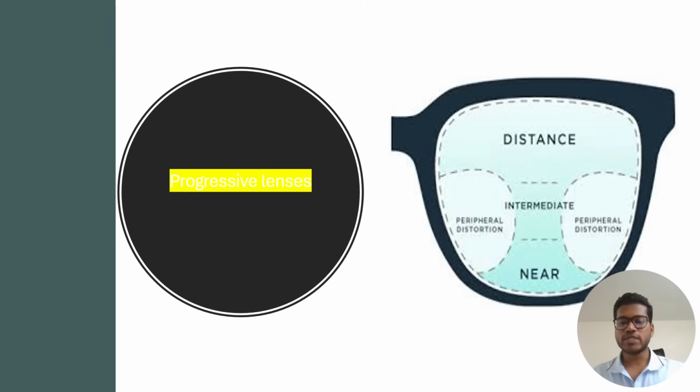So the question is, what is the difference in progressive lenses? The answer is, if you look at the slide, you can see three different ranges. One is near, another is intermediate, and another is distance. Let us assume this is the screen, like the computer screen you work on every day or watch movies on.